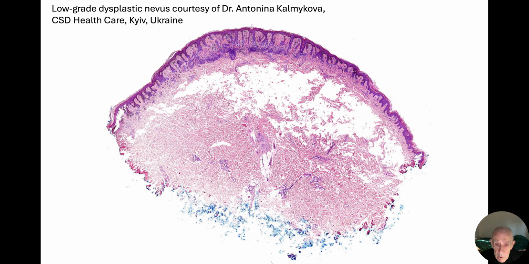So a few examples. This is a lovely dysplastic nevus. In fact, it's one of the most beautiful ones I've ever seen. And I think it's instantly recognizable even at this magnification, because you can see this tremendous lentiginous hyperplasia.